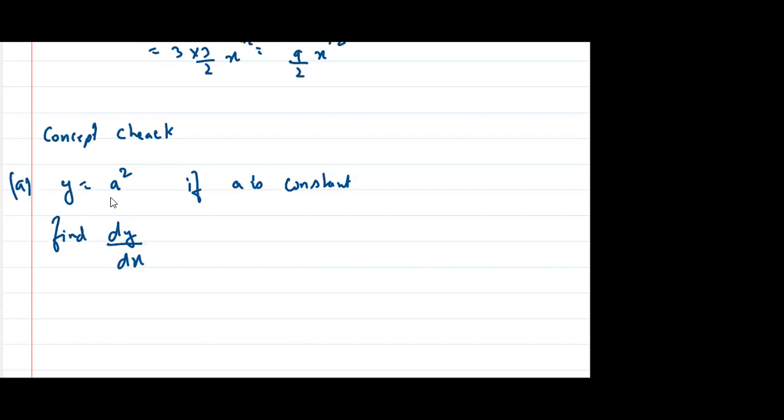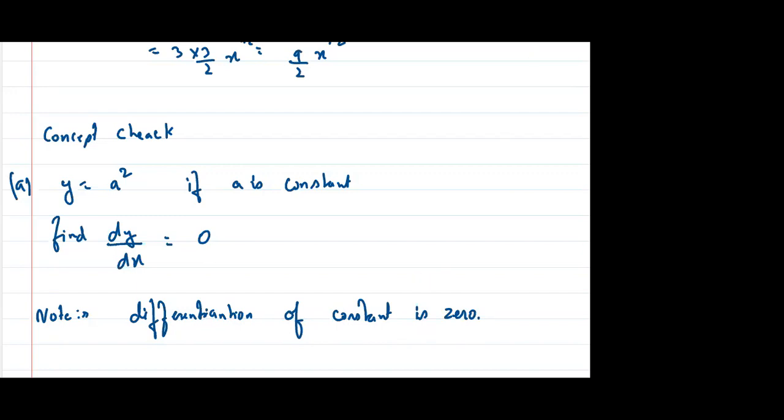So if x is not there, there's no change in x, so change in y is 0. So this is 0. Do you understand now? Yes, sir. So differentiation of any constant is 0. Right? Clear? So I will write like this. Note: differentiation of constant is 0. Clear? Anyone have any doubt in this? No, sir.